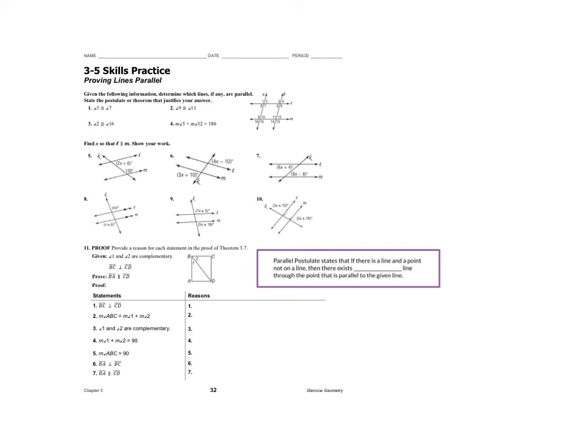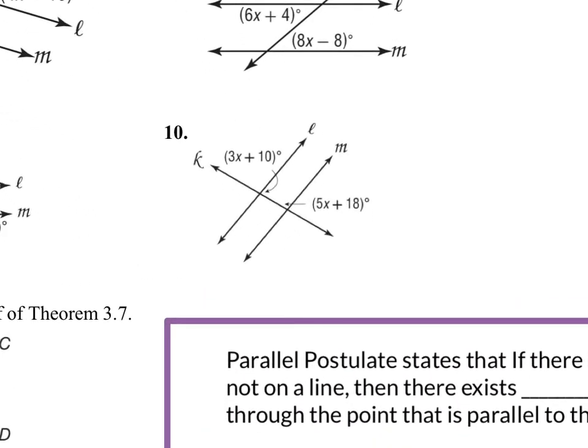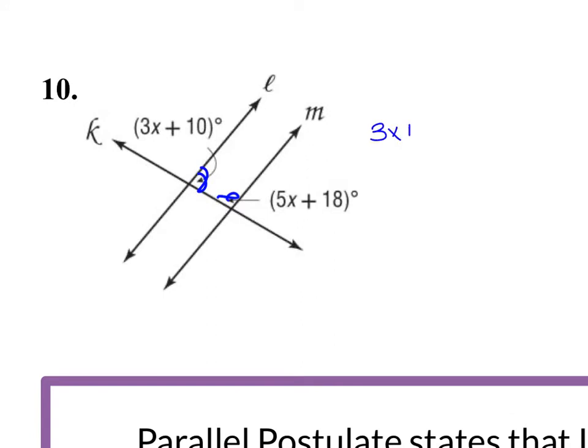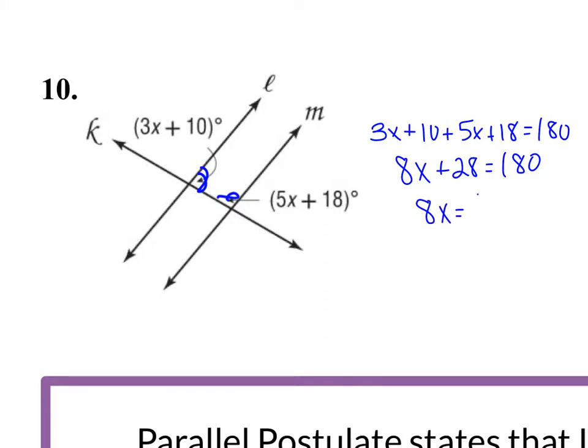Okay, so we have two supplementary angles. They're consecutive, right? 3x plus 10 plus 5x plus 18 is supposed to equal 180. When you get here, 8x plus 28 is 180. I'm just speeding through this so you can check your answers if you did number 10 yesterday on your own. Subtract 28, that leaves you with 152. When you divide by 8, you're left with 19.